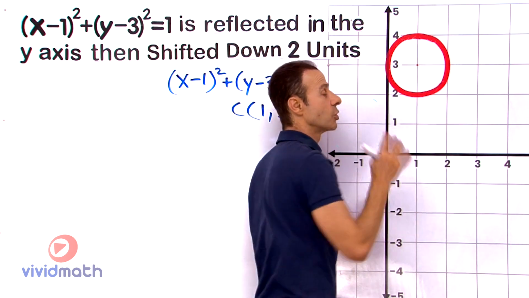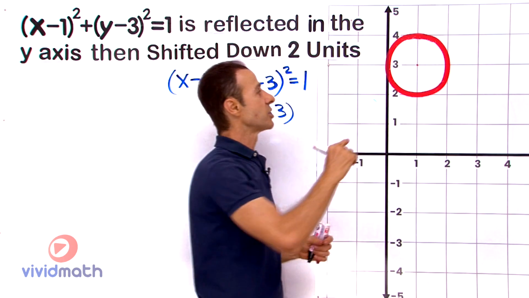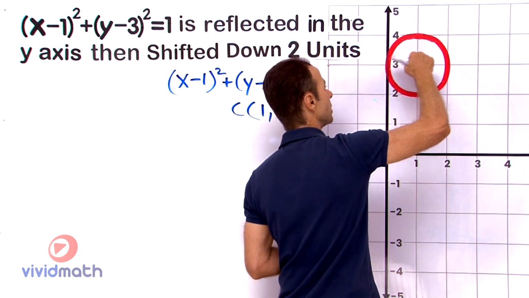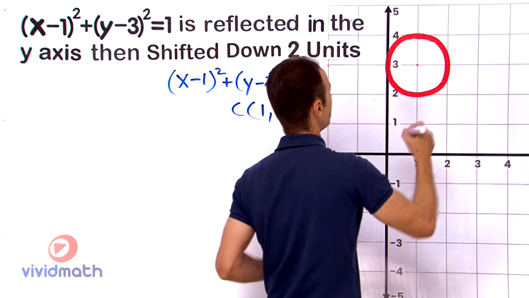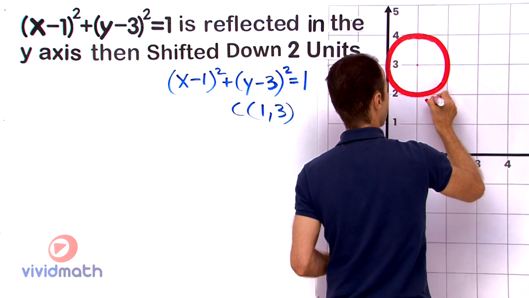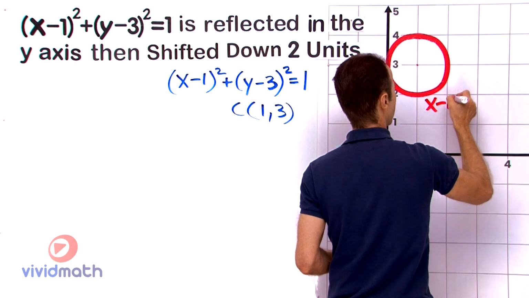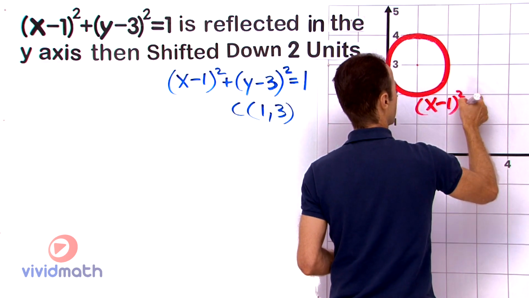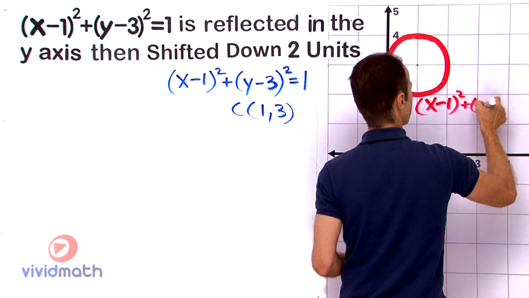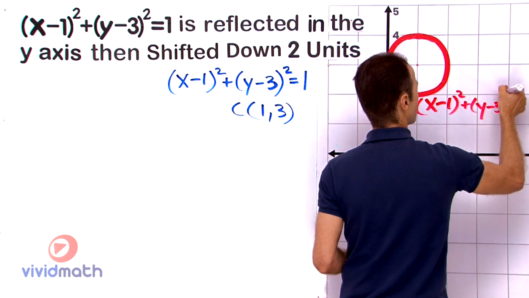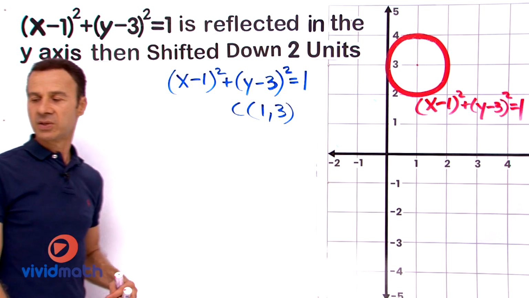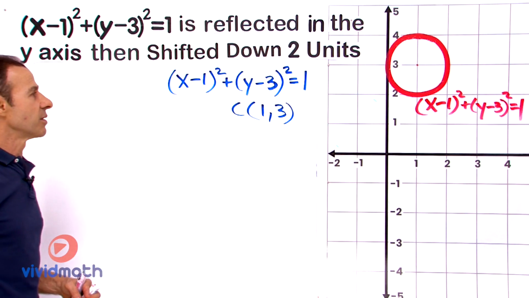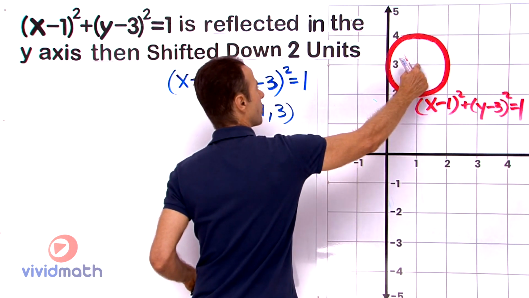So positive 1 and positive 3 for y. There's our circle. It's a unit circle. The radius is 1, so it only goes out 1 unit, up 1 unit, down 1 unit. Let me just label it up: (x - 1)² + (y - 3)² = 1. There's our unit circle, and there is our center right there at (1, 3).